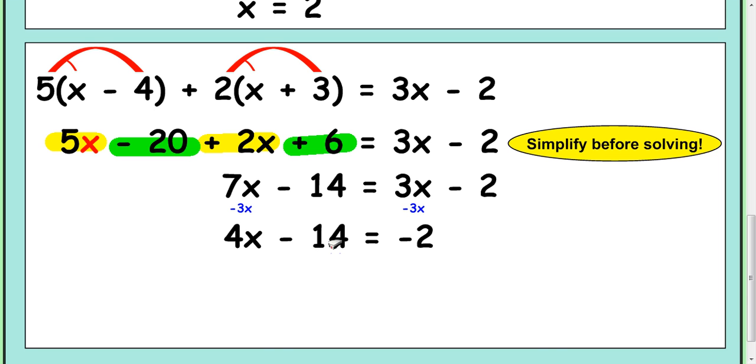If I add the 14 to both sides, because that says take away, so do the opposite, add 14. That's going to leave me with the 4x here. And negative 2 plus 14 is 12. Divide through by 4, and you get x equals 3.